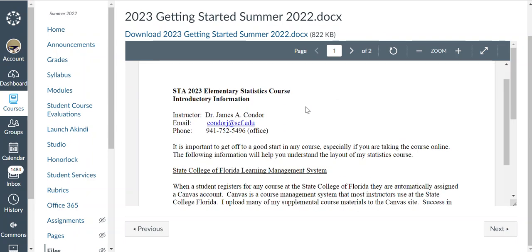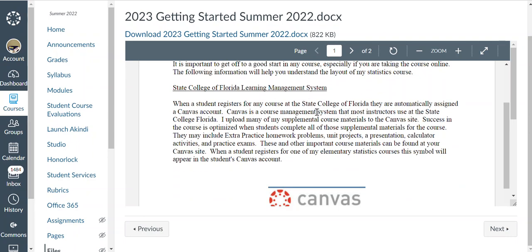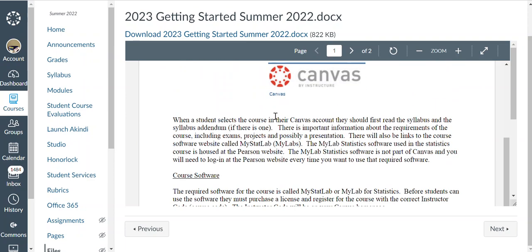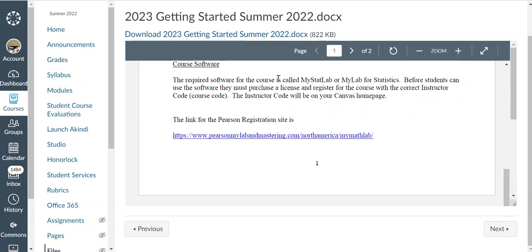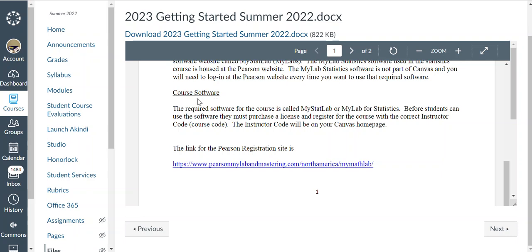But this is just basically talking about Canvas, which is a great learning management system. It's worked very well at the college, and I think you'll like it. I've never heard any students complain about it. So Canvas works well. The course software, this talks about that.